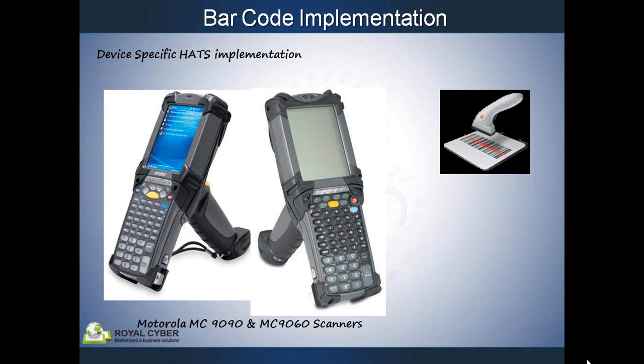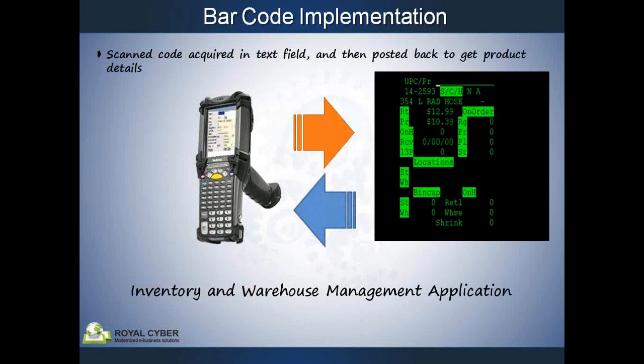We have developed HATS applications for these specific devices as well, like Motorola MC9090 and MC9060 scanners. These devices have built-in functionality of barcode. Here you can see the product details are stored in the green screen application with the barcode. The barcode is retrieved on demand in the PDA.